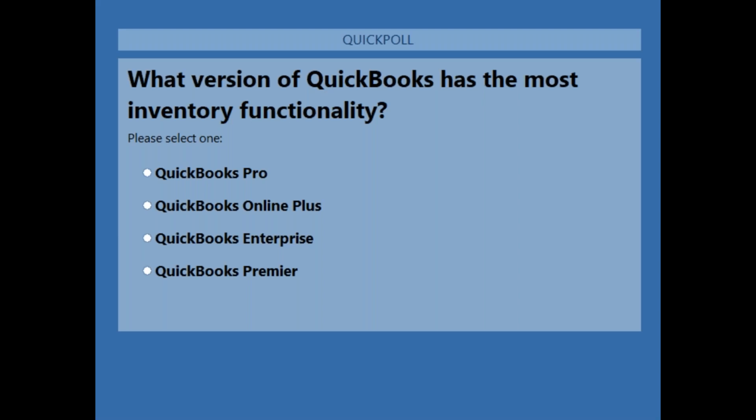Pro doesn't let you do purchase orders. Premier has some functionality, but Enterprise is where you want to be because you're limited. Pro and Premier only let you have total lists of 14,500 entries. Enterprise, I think, is 10 million or something like that. And if you try to do inventory and you do it correctly, you'll outgrow Pro and Premier very, very quickly.